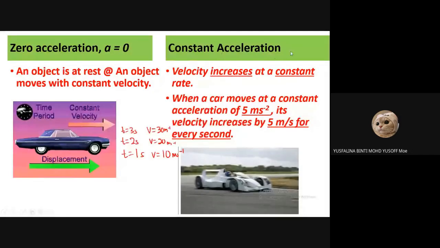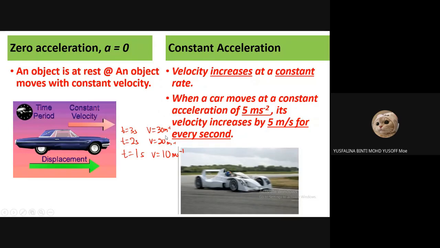Constant acceleration: the velocity increases at a constant rate. If at t is 4 seconds, my velocity is 40. So it increases at a constant rate. Every second it increases by 10 ms negative 1. Every 1 second it increases by 10 meters per second.